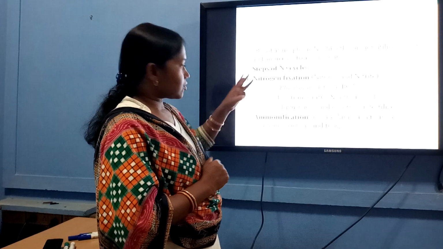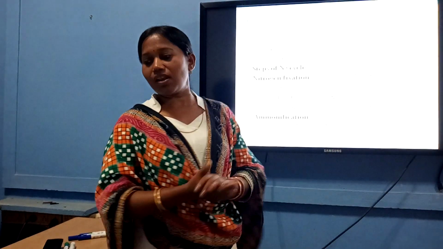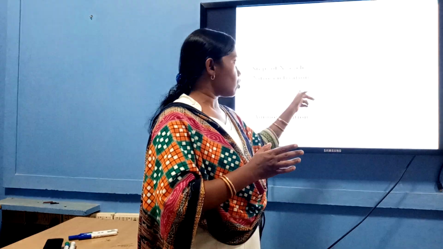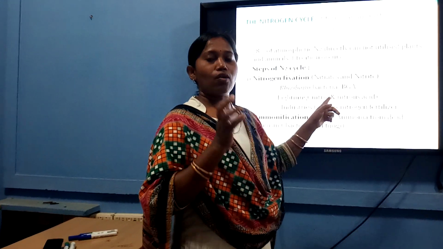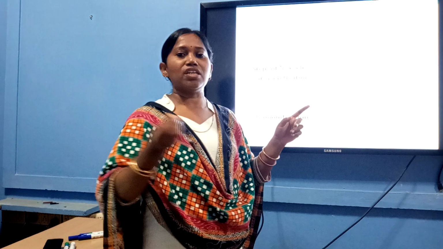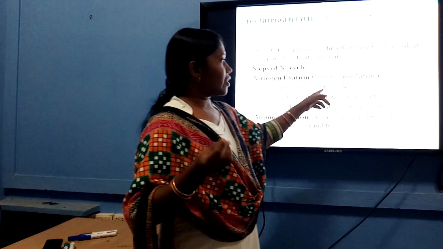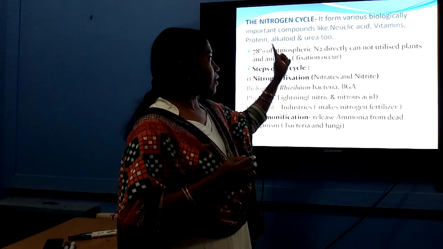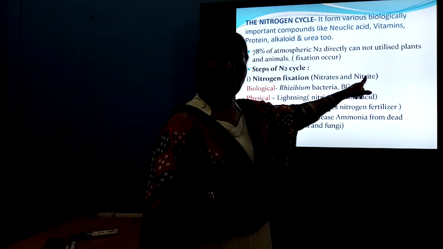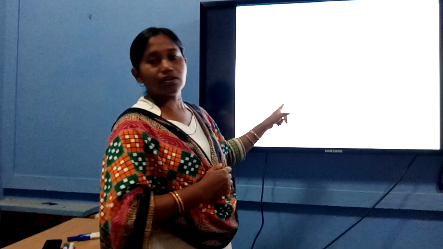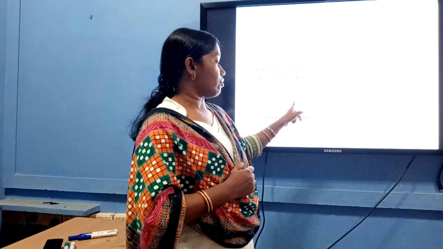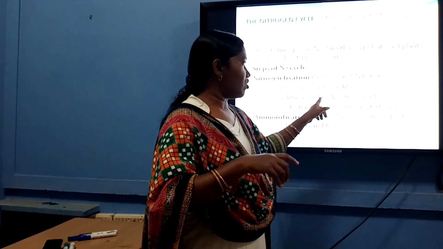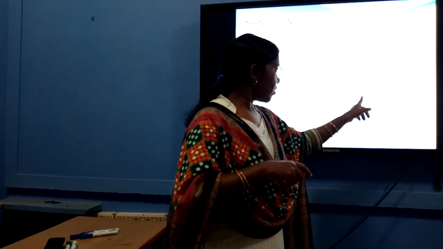Three sub-factors are involved: biological, physical and chemical. In biological, there is rhizobium bacteria. These bacteria occur in the root nodules of leguminous plants. Along with these bacteria, BGA, blue-green algae, also help in the fixation of atmospheric nitrogen into nitrates and nitrites. Now physical: lightning, which occurs during rainfall. During lightning, the oxides of nitrogen are converted to nitric and nitrous acid.